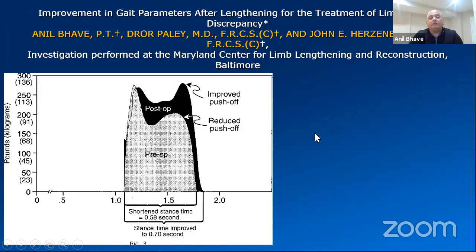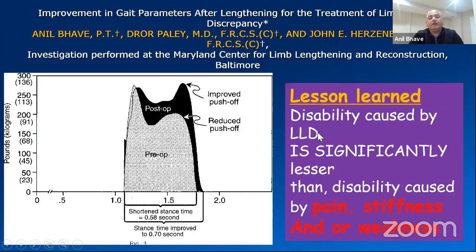One of the take-home messages for me, the lesson learned, was that disability caused by leg length difference is significantly lesser than the disability caused by pain, stiffness, and/or weakness. That always drove me for 3 things. One is that I must maintain pain-free range of motion with adequate muscle strength for patients to have long-term outcome. That is something that I always drove for. And we always work towards getting the strength back to as normal as possible, and getting pain-free range of motion optimized as quickly as possible.